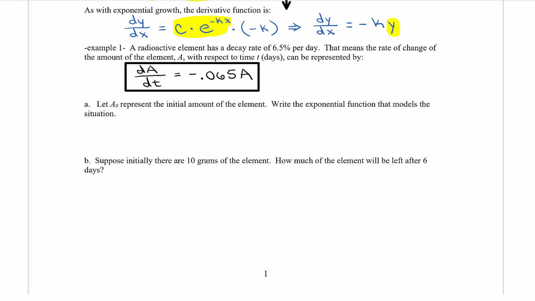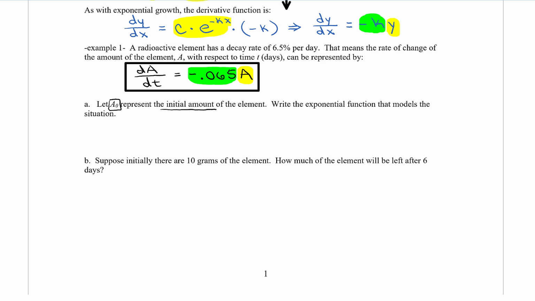Here, the negative 0.065 represents our negative k from the equation we had previously written up above. I'm going to highlight the negative k in green, and I'm going to highlight the negative 0.065 in green as well. The A is going to be highlighted in yellow, as well as the y, which was already highlighted in yellow, so that you can make the comparison of the parts that are in common with the equation.